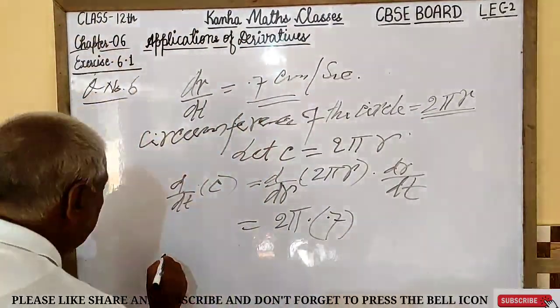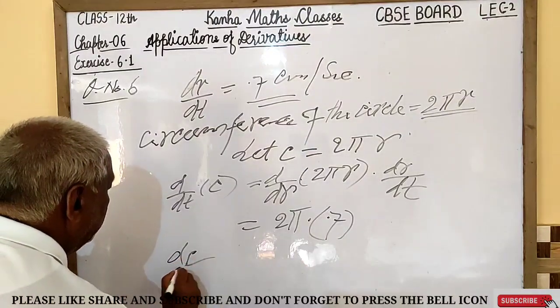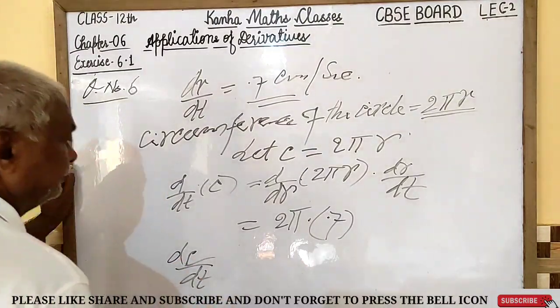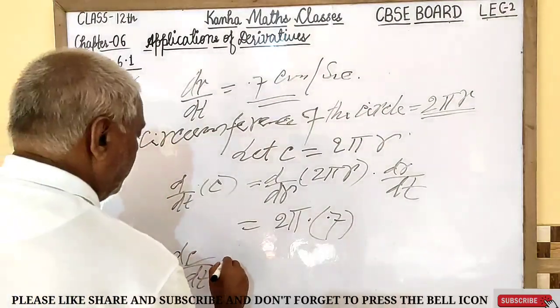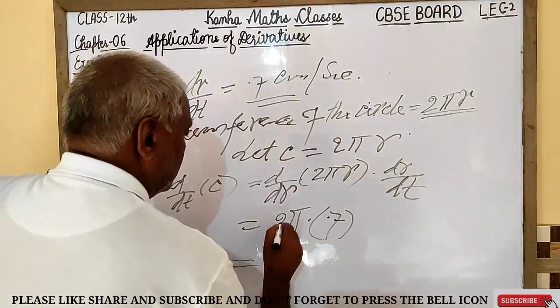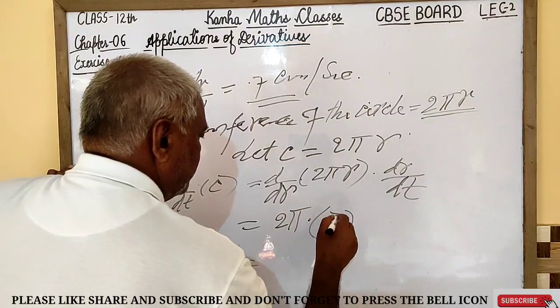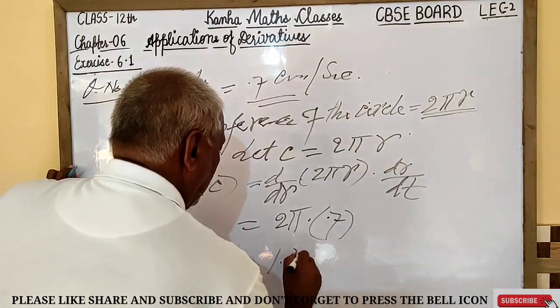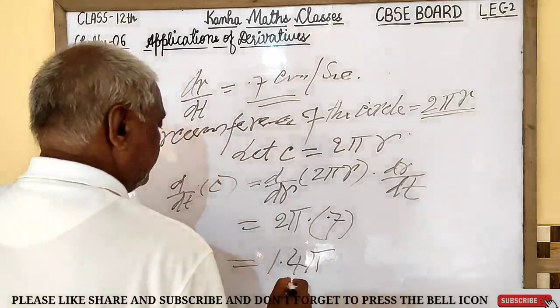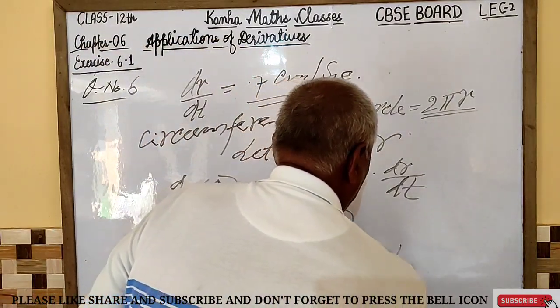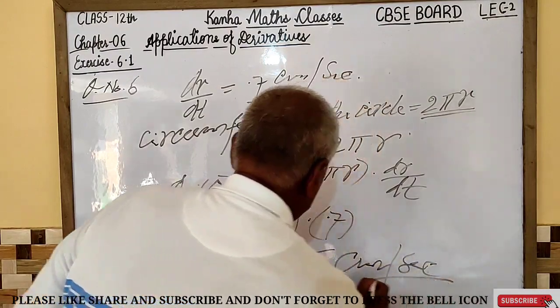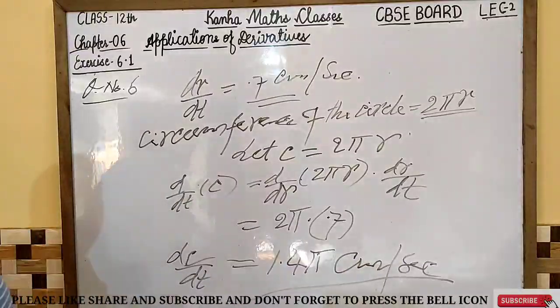Now dc by dt is equal to 0.7 into 2 pi, which is 1.4 pi centimeter per second. This is the solution of question number 6.